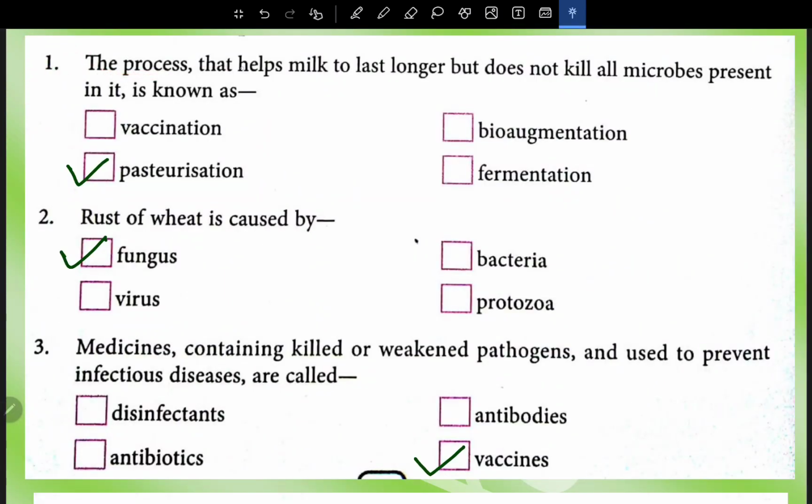C part. The process that helps milk to last longer but does not kill all microbes present in it is known as pasteurization. Second, rust of wheat is caused by fungus. Third, medicines containing killed or weakened pathogens and used to prevent infectious diseases are called vaccines.